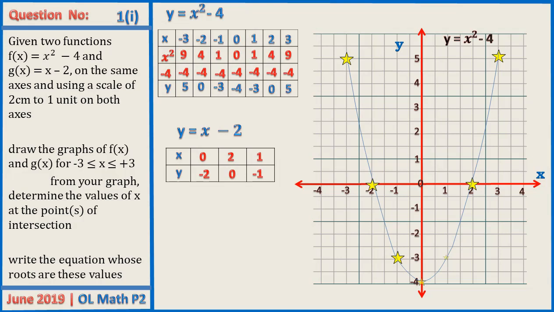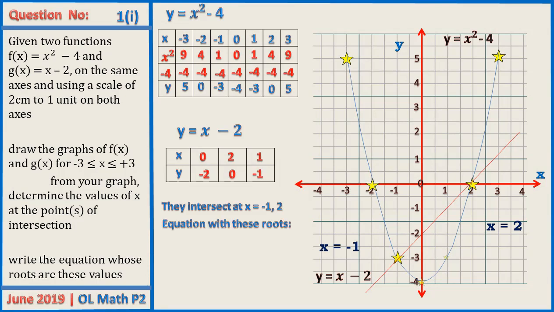Now let us equally sketch the line y equals x minus 2. So when x is 0, y is minus 2. When x is 2, y is 0. And when x is 1, y is minus 1. And that is what we have. So the points of intersection, we have x is minus 1 and x is equal to 2. Those are the solutions.